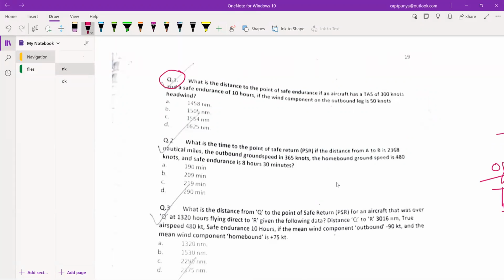Let us read the question first. It says, what is the distance to the point of safe endurance? Now, point of safe endurance, here what is the meaning? It is asking us the distance to the point of no return. If an aircraft has a TAS of 300 knots and a safe endurance of 10 hours, safe endurance means E is given as 10 hours. If the wind component on the outbound leg is 50 knots headwind.